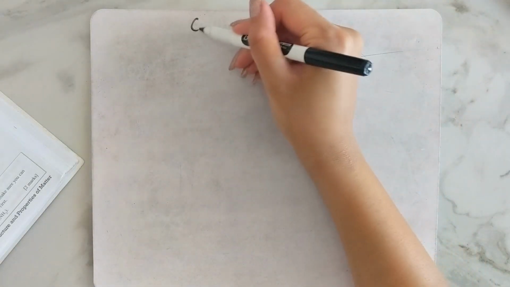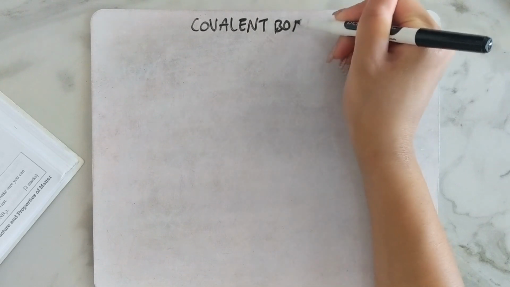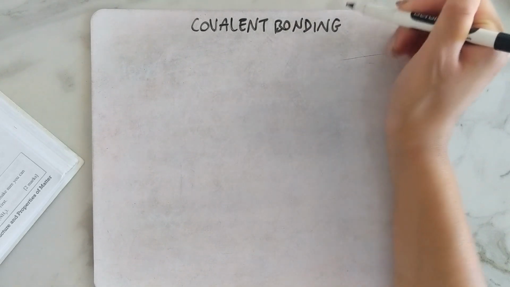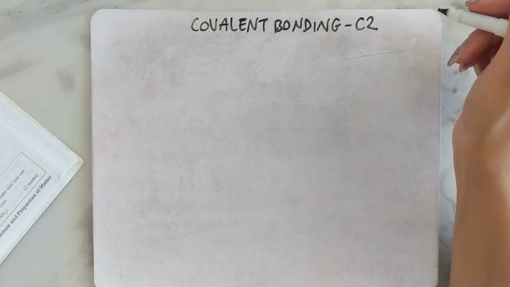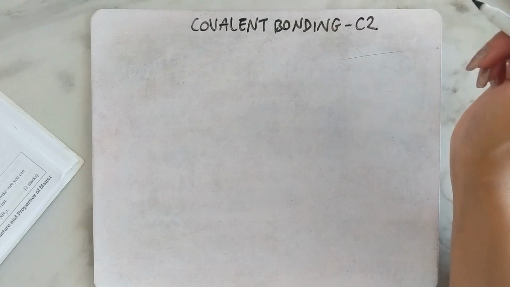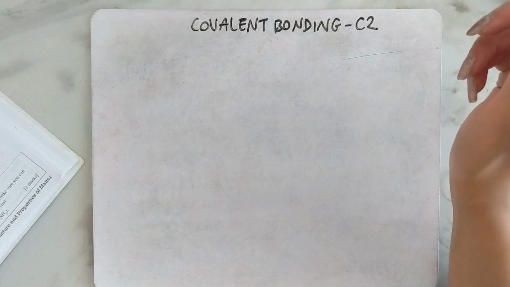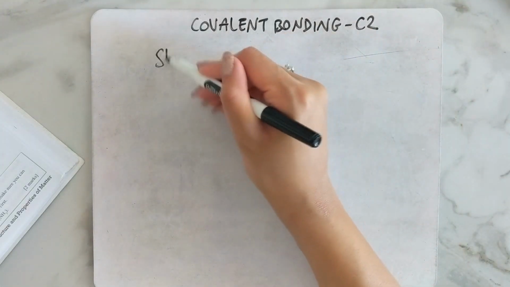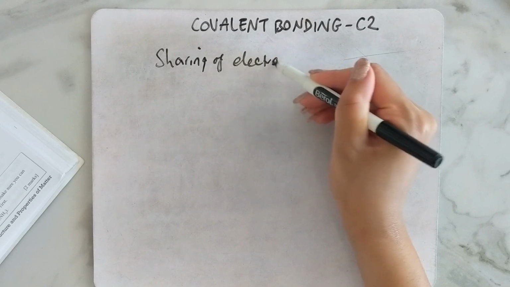Everyone, welcome to this video on covalent bonding. There are three different types of bonding that you need to know: one of them being covalent, one of them ionic, and the other metallic bonding. There will be another video on both of those, so go and watch them if you're not too sure on those. So covalent bonding is the sharing of electron pairs.